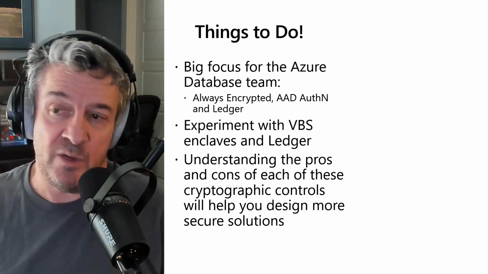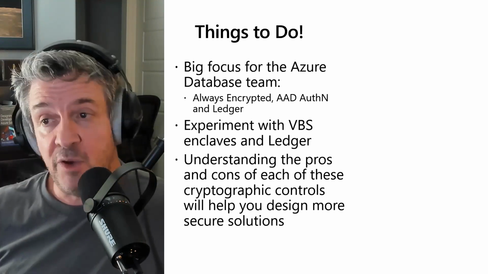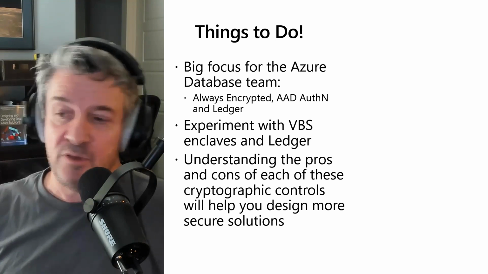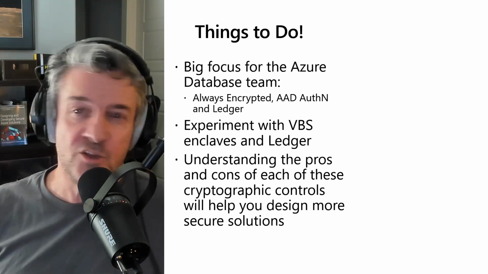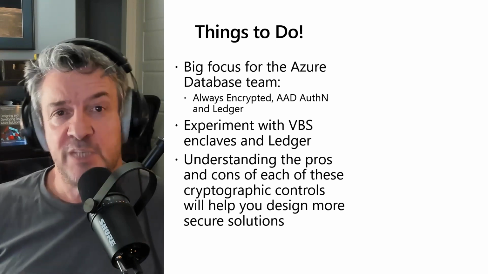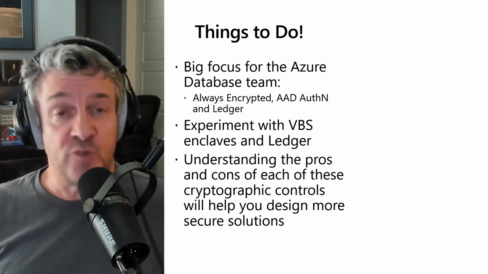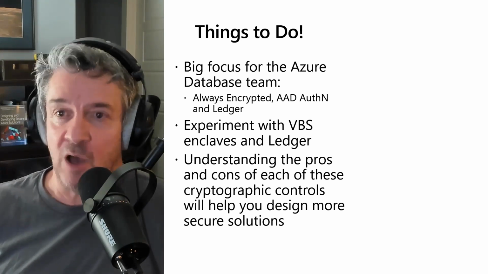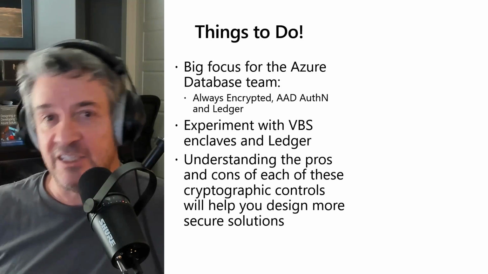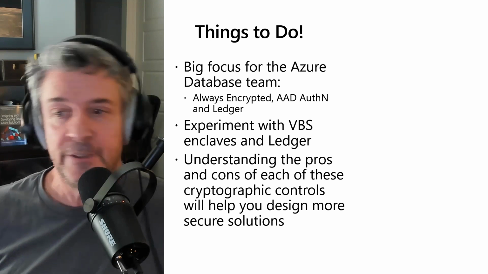Go ahead and kick the tires on VBS enclaves. Right now it's in preview. We value your feedback here, but go ahead and just experiment with it. Create a stupid table that has one column that's a social security number or something confidential, and experiment with it. Same with Ledger. Enabling Ledger is actually incredibly simple. When you create a table, you basically say with Ledger equals on, and that's essentially it, as well as defining where the Ledger Merkle tree is going to be stored.